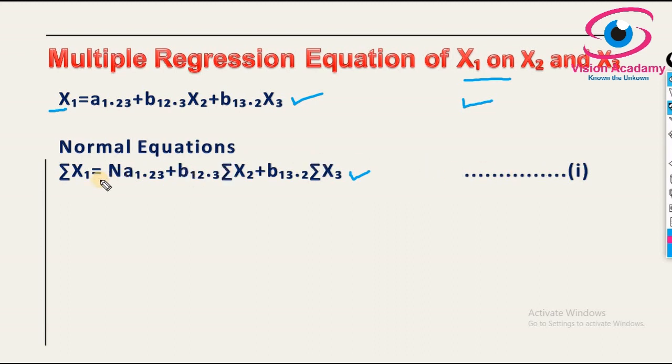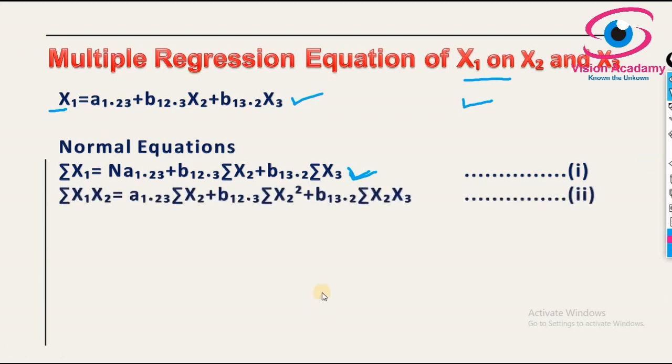Here, in the first equation, I need to consider only the summation of x1, x2 and x3. No other things I will consider here. I am not going to consider x1 square or x1 and x3 products. Here I am considering only summation x1, x2, x3. So that is the first equation.